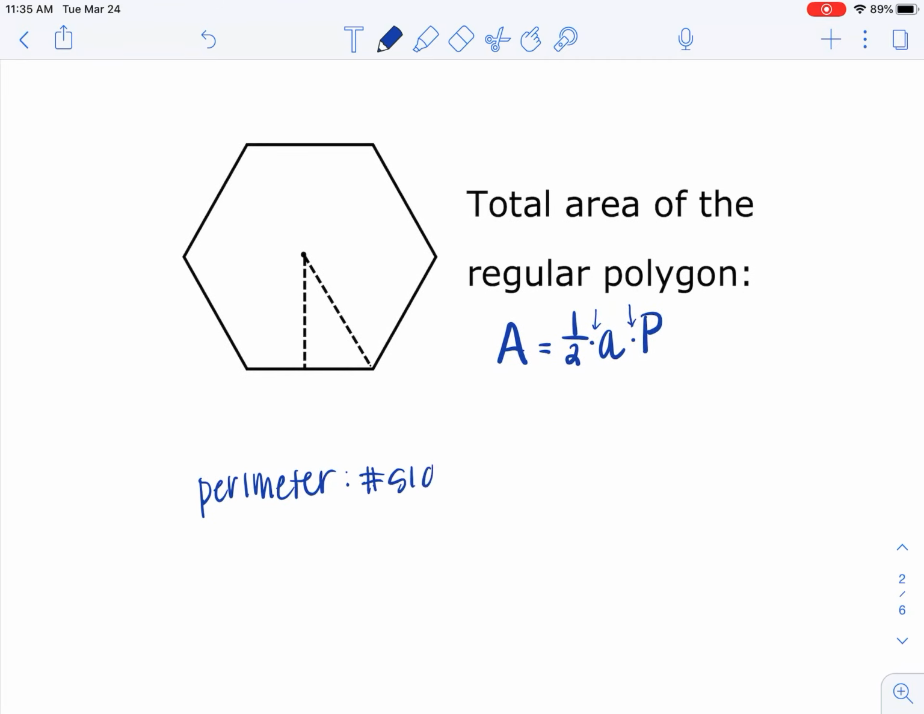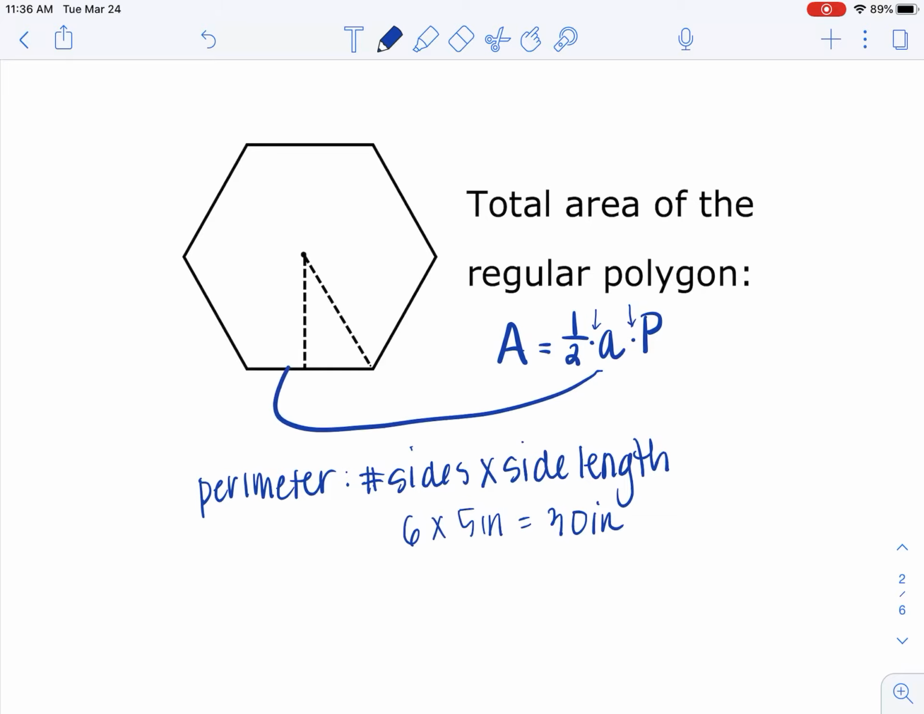The perimeter is the number of sides times the side length. The reason I say that is if this has 6 sides and all the sides are 5 inches, then the perimeter is 30 inches, right? That makes sense? So this only works if it's a regular polygon. Otherwise, you'd be adding up all your sides.